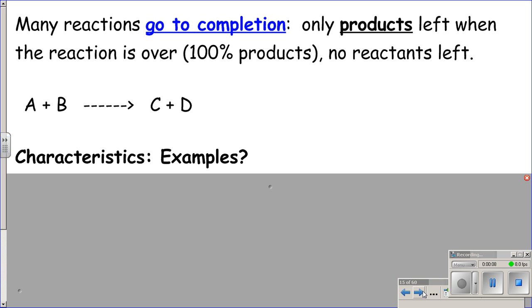So if something goes to completion, how do you know it? You can look at the DCE. What do you notice about the arrow here? It goes forward. There's no choice or option for it to go in the reverse direction. To completion means goes forward, and that's it.